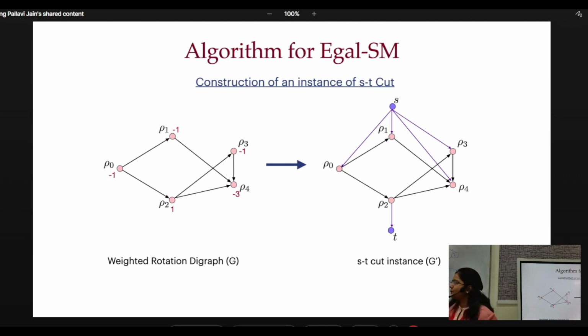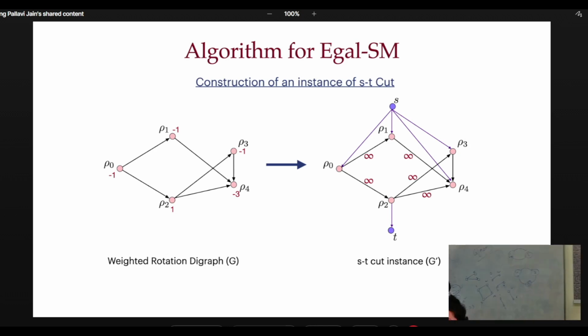Capacity of edges, right, okay. For all the original edges, the capacity is infinity. From S to whatever arc you have added, the weight is the absolute value of the weight of rotations. That is all. Now we have a complete instance of the ST cut.